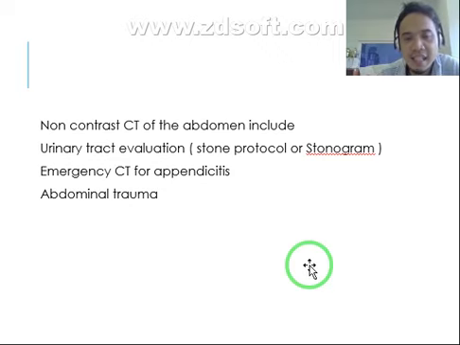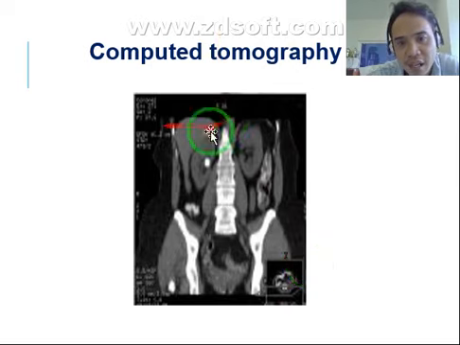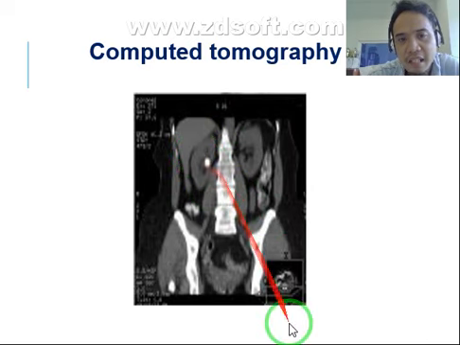Emergency CT of the appendicitis, pwede na non-contrast, and abdominal trauma kung mag-roll out ka ng GI bleeding or intestinal bleeding or rupture sa intestine. So this is an example of an image of a coronal view, okay, coronal plane of a non-contrast study. Specifically, this is a stonogram. So as you can see sa right kidney niya murag radiopaque nga bilog, di ba? That is a stone, okay, sa iyang renal pelvis. Okay, so dili na kinahanglan og contrast media because klaro na siya sa plain CT scan.